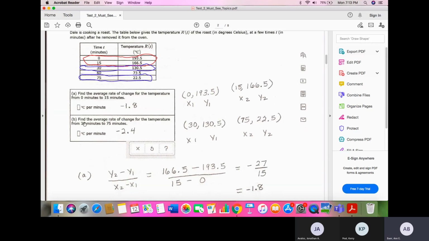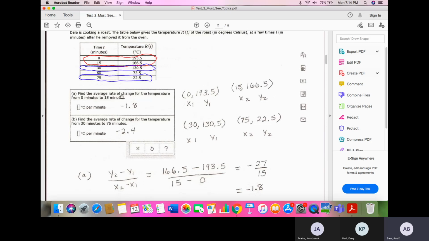And then down here, find the average rate of change for the temperature from 30 minutes to 75 minutes. So I'm looking down here, I see 30 minutes, so I circled this ordered pair in blue. And then down here, 75 minutes, I circled this ordered pair in blue because we're going to use the blue ordered pairs for part B. And you notice there's a 60 in between here, so that's why I had to circle them separately. We're not going to use that 60 in this problem.